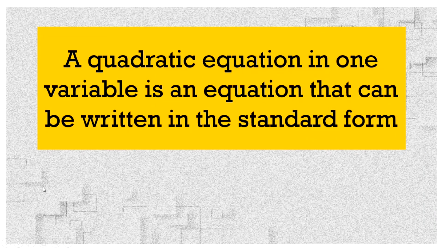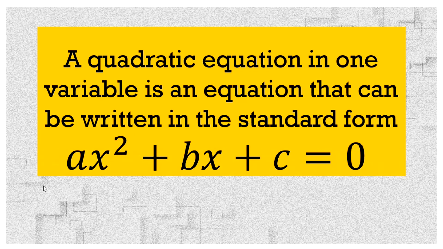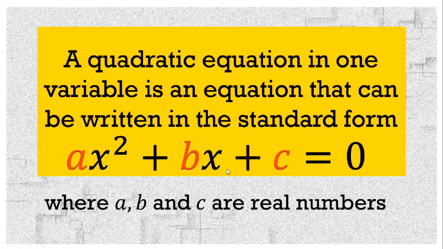A quadratic equation in one variable is an equation that can be written in the standard form ax squared plus bx plus c equals 0, where a is the numerical coefficient of x squared, b numerical coefficient of x, and c constant. With the following conditions: first, A, B, and C are real numbers.